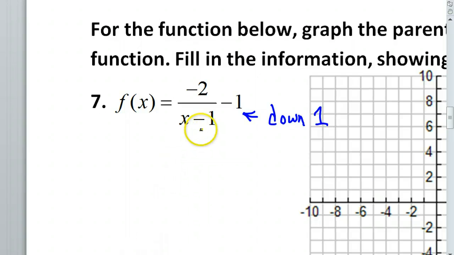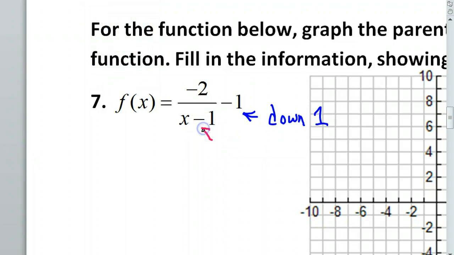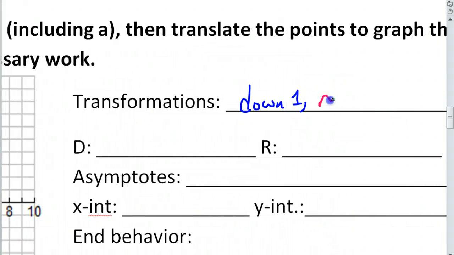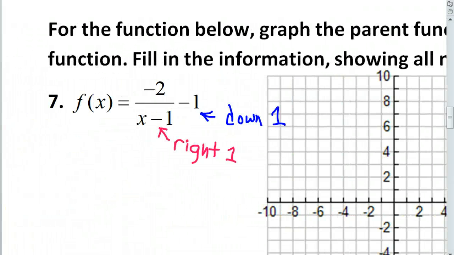Okay, let me change colors when I do this. Okay, the x minus 1 there. What's that -1 doing? Left, right one. Yeah, this inside the function is left or right, but it's the opposite of what you would usually think. So this -1 is actually a shift to the right 1. Okay, so that's our second transformation. Right 1. Okay, I said that there were 2 more transformations.